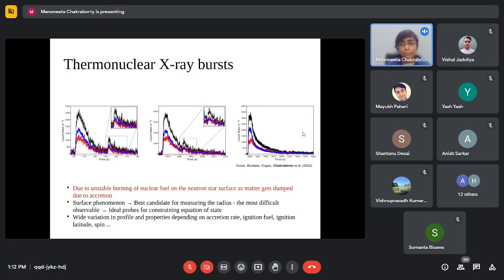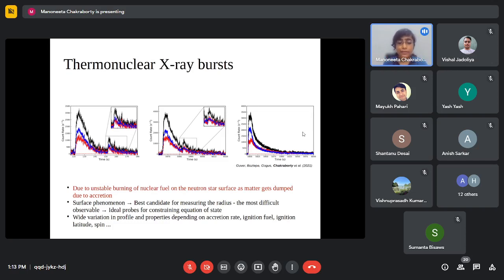And because they're happening from the surface, they are the best candidates for measuring the radius of the neutron star, which is one of the most difficult quantities of a neutron star to measure. And remember when I showed you the equation of state of the exotic matter, we saw two parameters, the mass and the radius. The mass is relatively easy to measure, but if you can also measure the radius, you can put actual constraints on which equation of state of the exotic matter that we have been talking about is the most representative one. So these bursts are therefore the most promising candidates for measuring the radius of a neutron star.